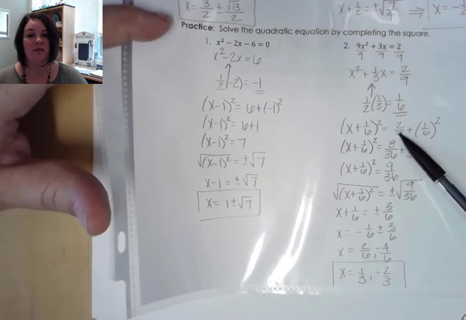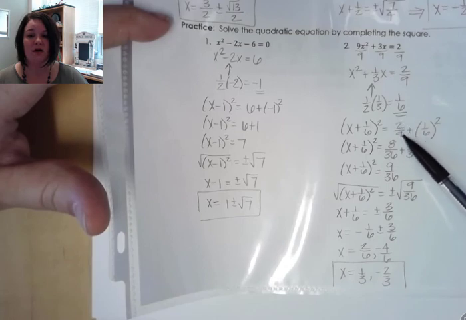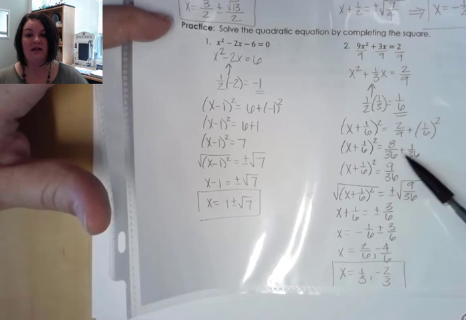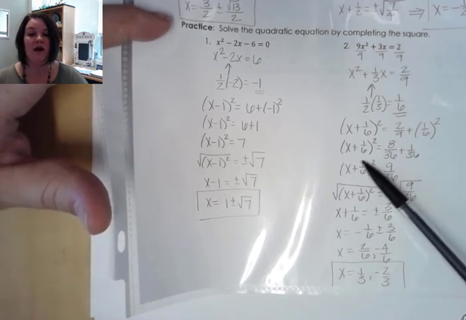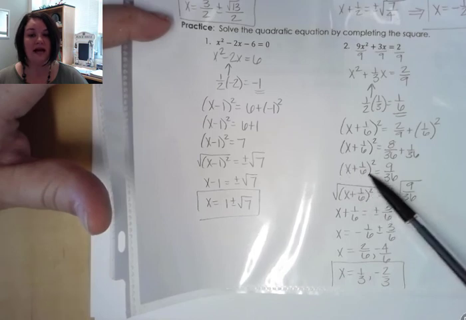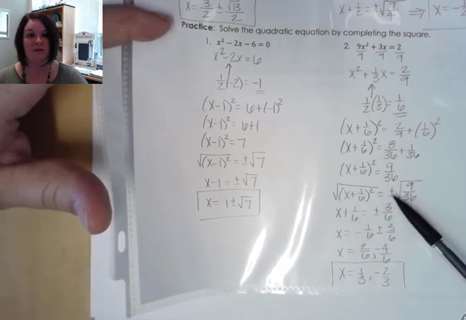So my common denominator between 2/9 and 1/36 would be 36. So I just multiplied on top and bottom here by 4 so that I could get 8/36. And now that they have the same denominator, I can combine the top. So 8 and 1 gives me 9/36. And now that my squared item is isolated, I can go ahead and take the square root of both sides. Don't forget your plus or minus.